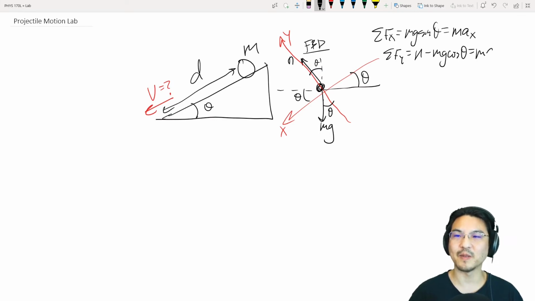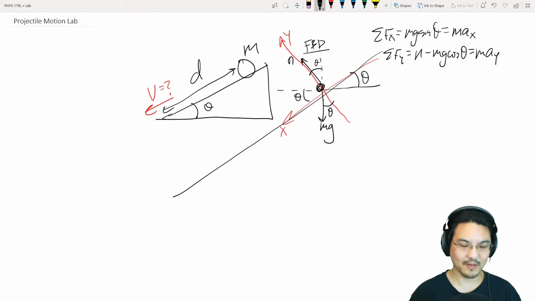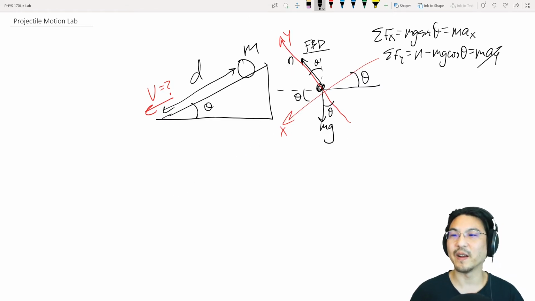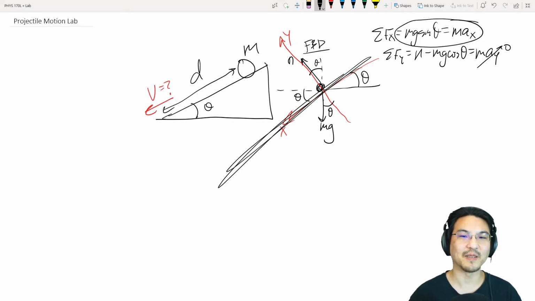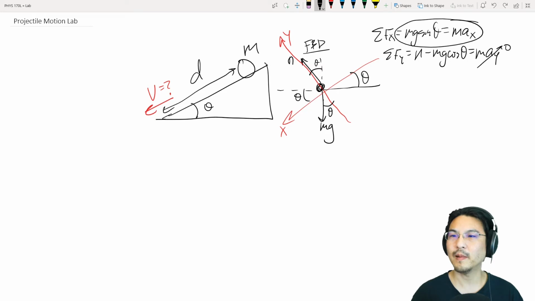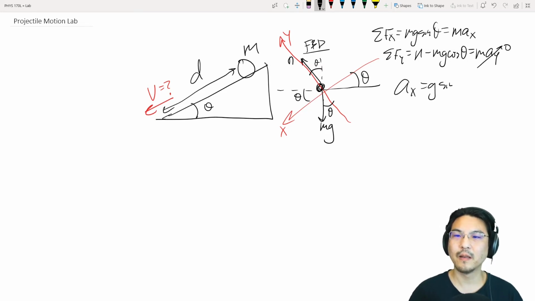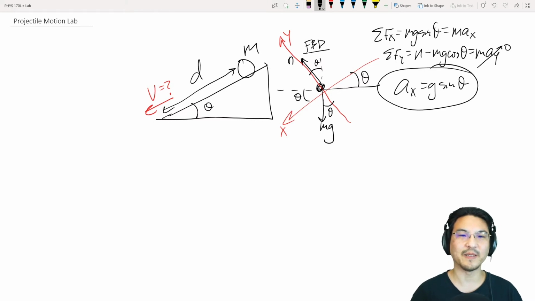equals mass times acceleration. Since our object is rolling only in the x direction, there's no motion in the y direction, so ay is 0. There's only acceleration in the x direction, this way. So I can solve for that. I can solve for ax. Okay, so I got the acceleration of the object as it's going down the ramp. Notice that this is constant.